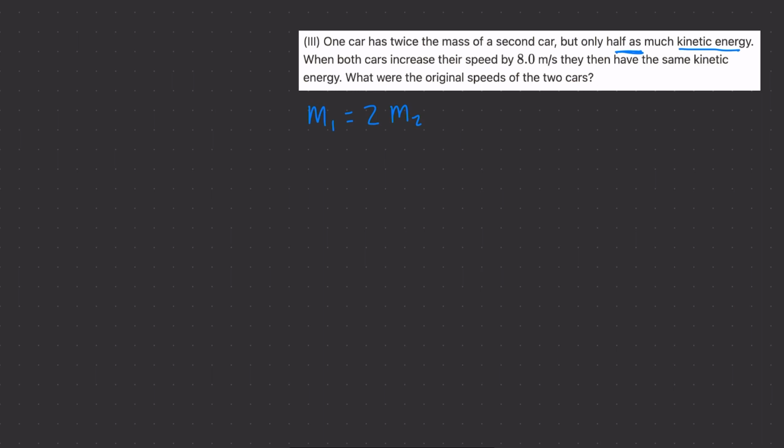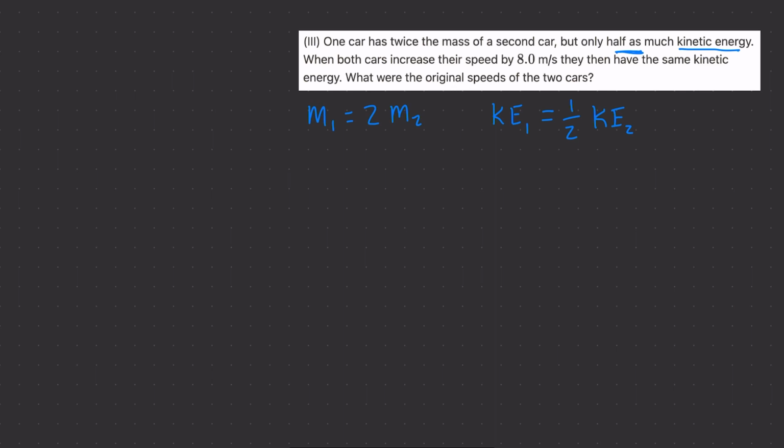At the same time, it only has half as much kinetic energy. So in this case, the kinetic energy of car 1 is going to be equal to half the kinetic energy of car 2. So kinetic energy 1 is half as much as the kinetic energy of car 2. So kinetic energy 1 is equal to 1/2 kinetic energy 2. All right, so let's go ahead and use that.